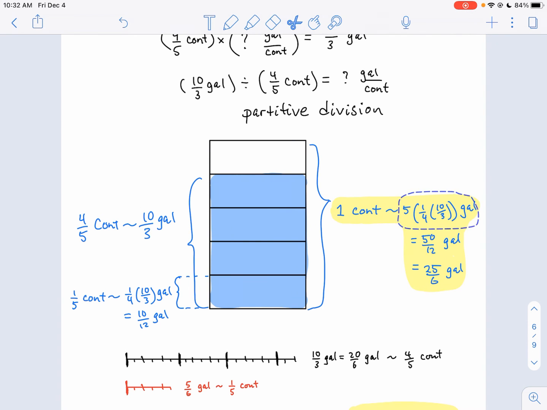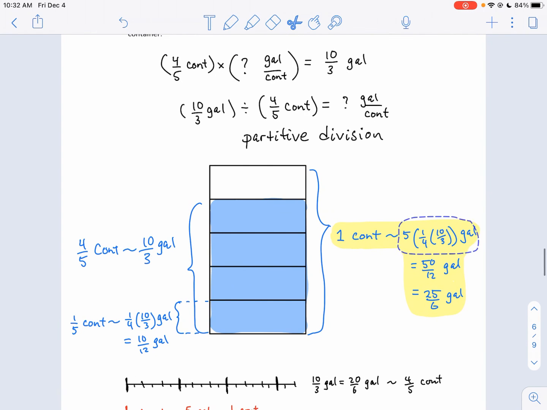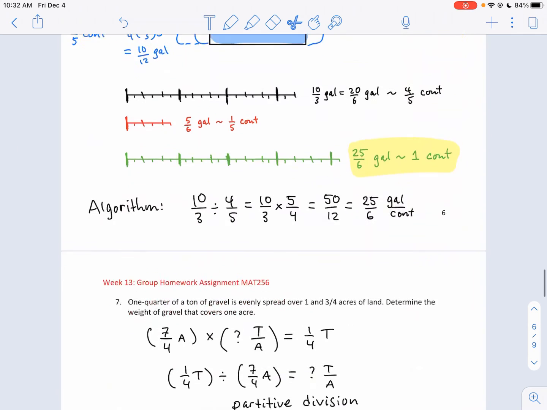But notice you see the invert and multiply algorithm happening. When I'm doing 10/3 divided by 4/5, and we're trying to reconstitute the capacity of a container, then we do 1/4 of 10/3 and then 5 of those. In other words, I do 5/4 of 10/3, which is what happens when you invert 4/5 and just multiply it by 10/3 instead.